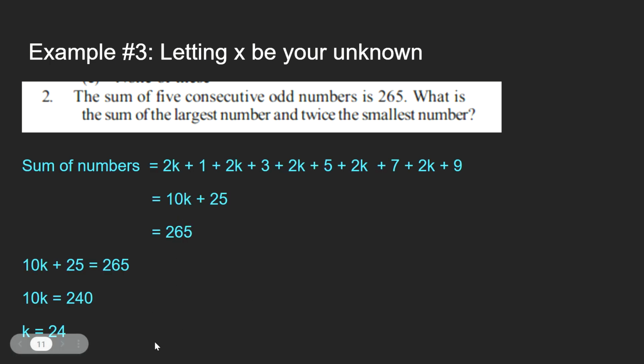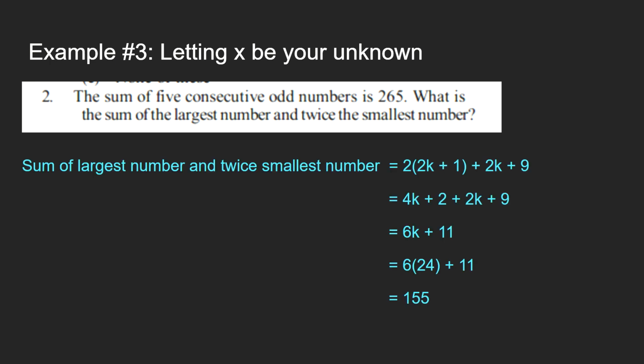And next, to find what k is, we need to find the sum. Why the sum? Because we know that the sum of 5 consecutive odd numbers is 265. So we actually add the numbers together, and then we get 265. And with that, we can form an equation because the two are equivalent. So 10k plus 25 is equivalent to 265, and we can solve for k. So in this case, k equals 24.